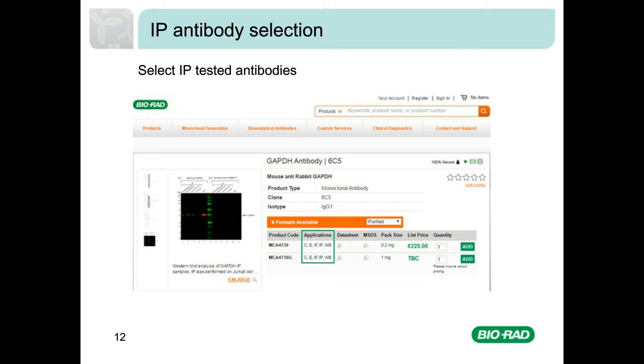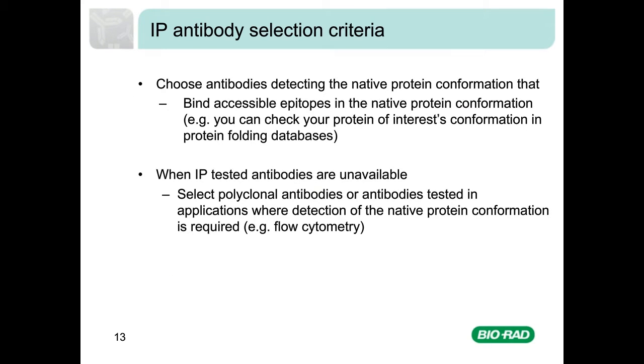The most important selection criterion for choosing an IP antibody is that the antibody detects a native conformation of your protein of interest. This means that the antibody has to target an epitope that is exposed in the native conformation of the protein. Protein folding websites can assist in determining whether the epitope an antibody is targeting is exposed in the protein's native conformation. Another good indication as to whether or not an antibody might work in IP is what other applications the antibody is recommended in. If the antibody works in an application such as flow cytometry, which usually requires the detection of the native protein conformation, this provides a good indication that the antibody could potentially work in IP.